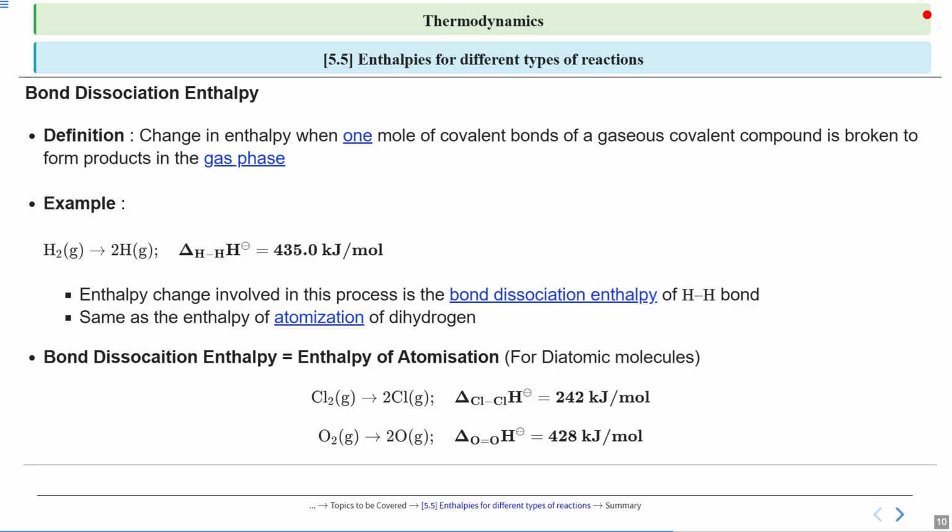Now we can also consider one more example. Suppose we are breaking the oxygen-oxygen double bond. So this is the bond dissociation enthalpy for the oxygen molecule, and since we are converting our oxygen molecule into 2 oxygen atoms which are in the gaseous phase, in this case your bond dissociation enthalpy is also equal to the enthalpy of atomization. I hope this is clear to you. Okay, so this is a very important distinction that has been made, right?